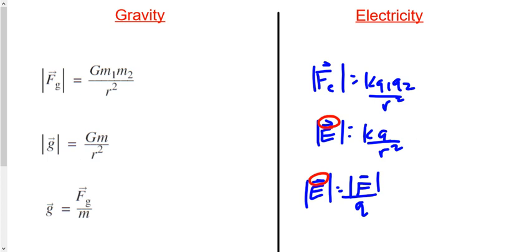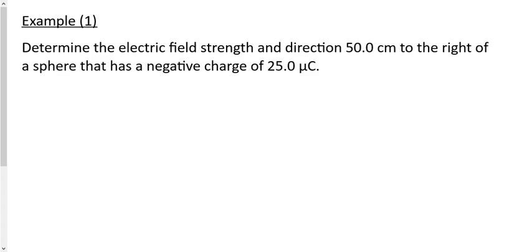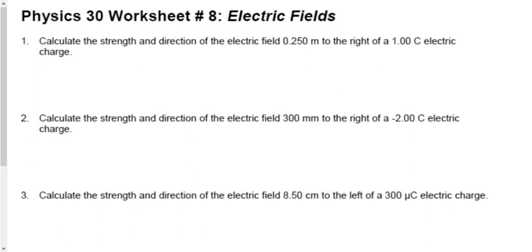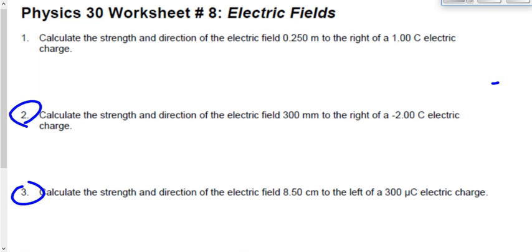All right. Yesterday we saw an example question with some follow-up questions on worksheet number 8. We'll give you some answers to those, and then we'll take a look at the ones that we need to go over here. All right, then. We'll take a look at number 2, 3, 6, and 7. 2 says find the field strength and direction of the field 300 millimeters to the right of a negative 2 coulomb electric charge. We're going to find the value of that field by saying KQ over R squared.